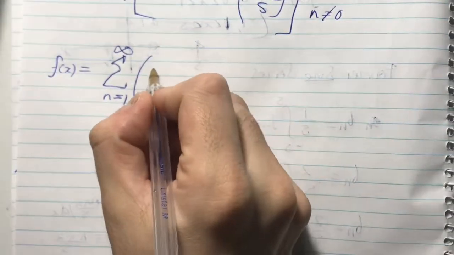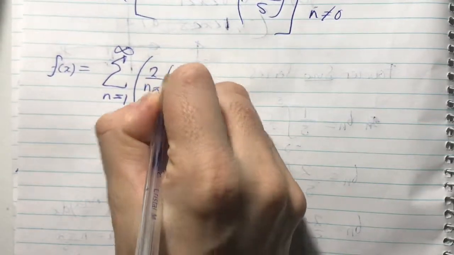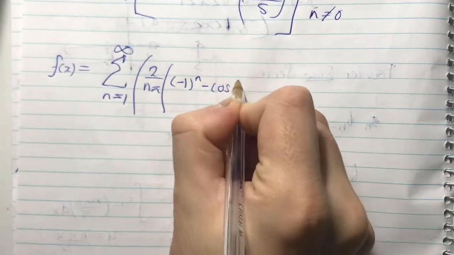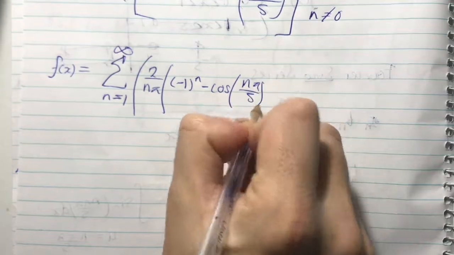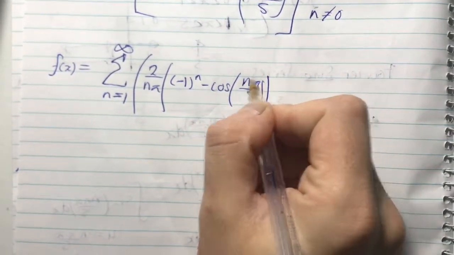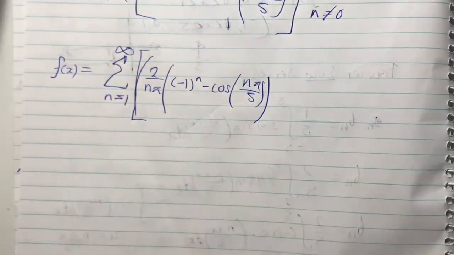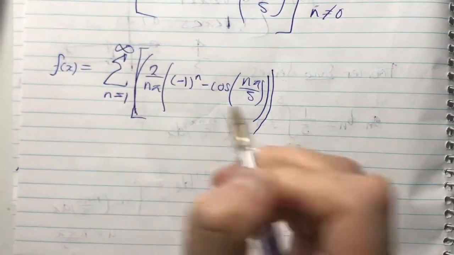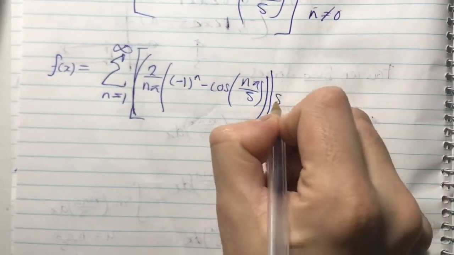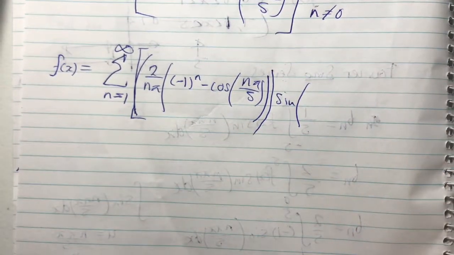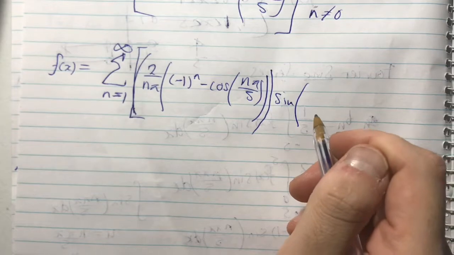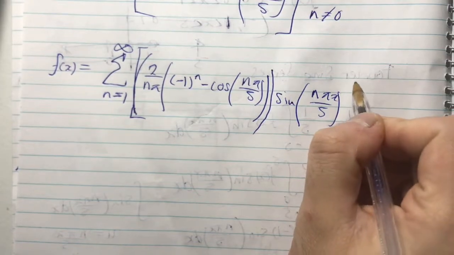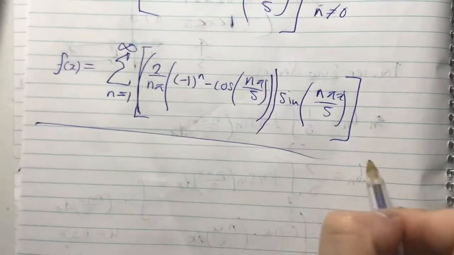So it's going to be 2 over n pi, times minus 1 to the n minus cos n pi on 5. I'm just trying to figure out how many brackets I need here. I think that's right now, yes. And then that's going to be multiplied by sine of 2n pi x on T. But we use the, that was just n pi x on 5. And that's our final answer right there.